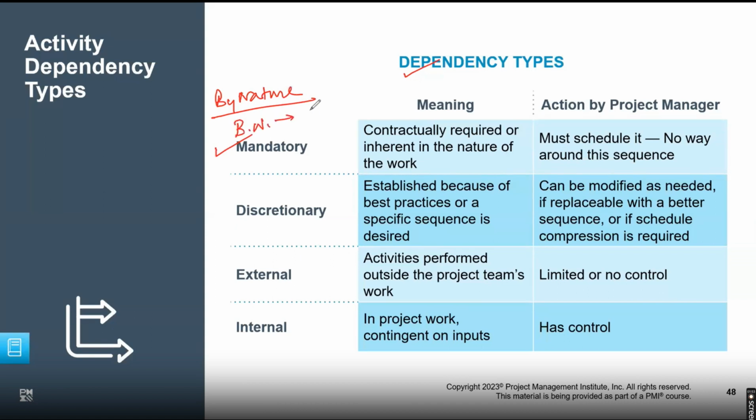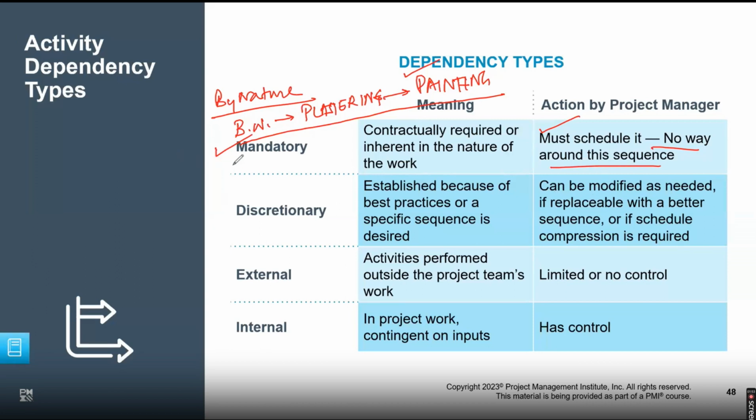Then you will be able to do the plastering, and once you're done with the plastering, then you can do the painting. This is the nature of work. The sequence is this way. You do whatever you want, you can't change the sequence. It's hard coded. It must be scheduled this way. There's no way around this sequence because that's the nature. You can't do painting as a first task. You can't do painting before plastering. Bottom line, that's mandatory because that's how it works.